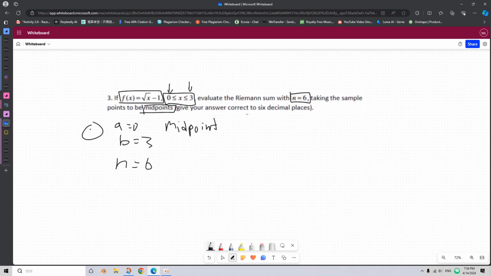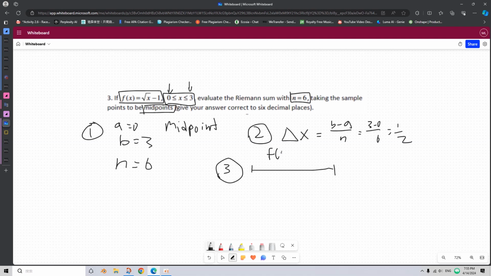That's step 1. Whenever you see the question, just put everything down. Step 1, you'll get partial marks for it. Guaranteed. They're giving you at least partial marks for it. Then the next step, step 2, is solve for delta x. Delta x's formula is b minus a divided by n, which equals 3 minus 0 divided by 6, which is 1.5.